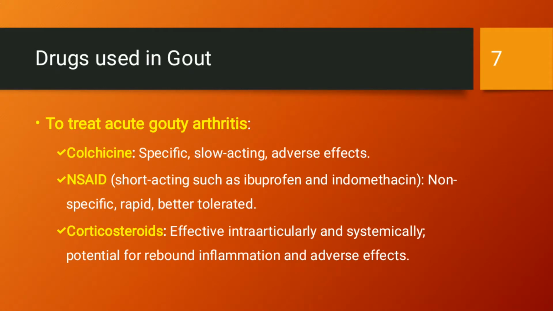So colchicine is specific and slow acting, and it does have adverse effects. Then NSAIDs are short acting, such as ibuprofen and indomethacin. They are non-specific, they provide rapid relief, and they are better tolerated when compared to colchicine. Then corticosteroids are effective intra-articularly, that means into the joint. They have the most effect, and systemically they also have potential for rebound inflammation and adverse effects. It means that once you stop taking corticosteroids, there is a possibility that inflammation will reoccur, and these corticosteroids also have certain adverse effects.